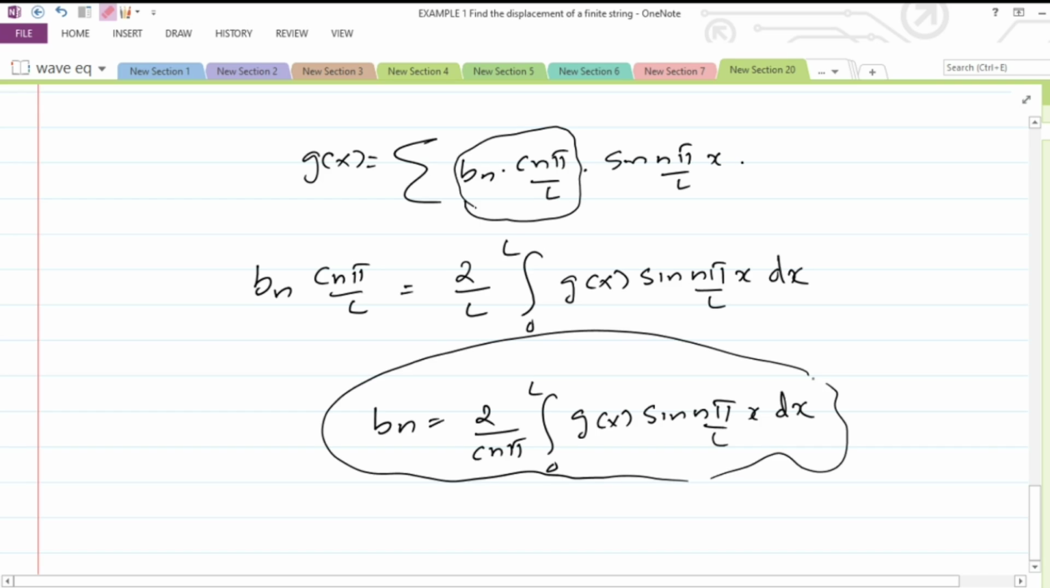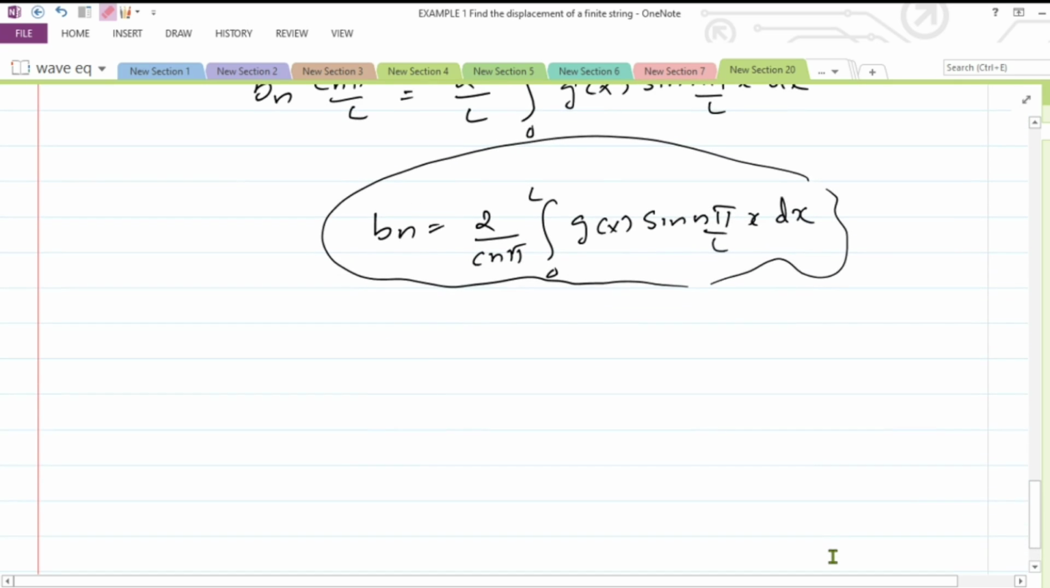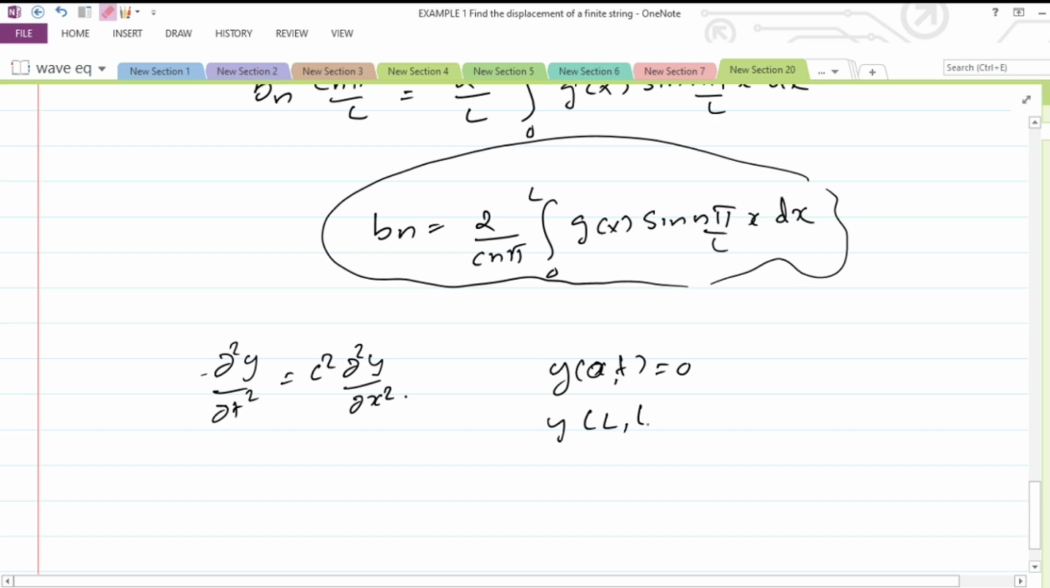Now you have to focus on some problems which have low mark contribution. You can just say the wave equation is dou square y by dou t square equal to c square into dou square y by dou x square. If the string is attached at both ends, we have y of 0t equal to 0 and y of lt equal to 0.